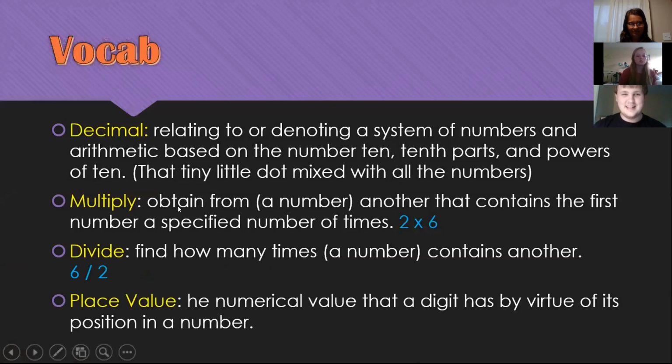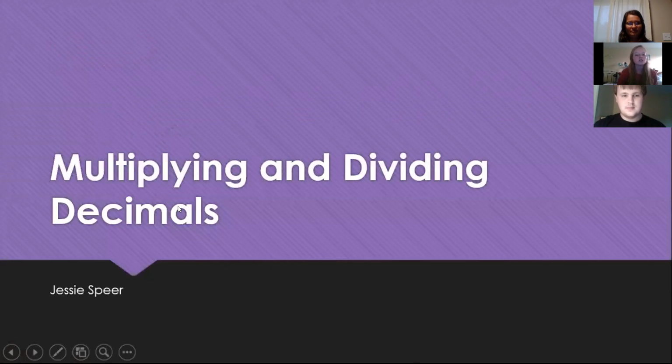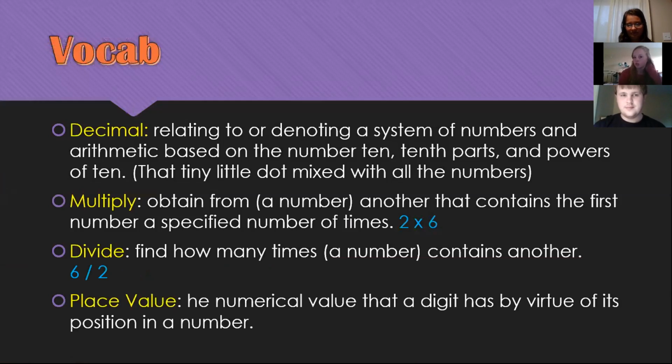Okay, so multiplying and dividing decimals. So this isn't that hard. It's just as easy as adding them and subtracting them, like Jessica had showed us. So look at this vocab. The decimal is actually relating to or denoting a system of numbers and arithmetic based on the number 10, tenths parts, and powers of 10, which is actually just the tiny little dot mixed with all the numbers.